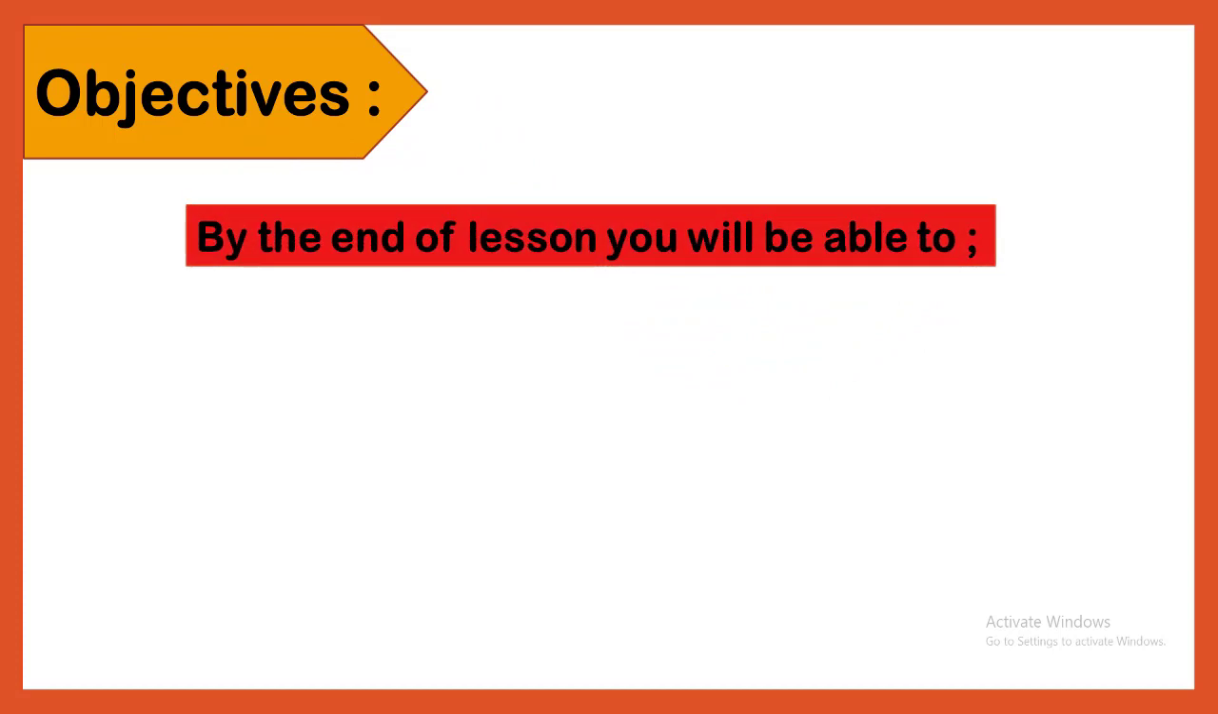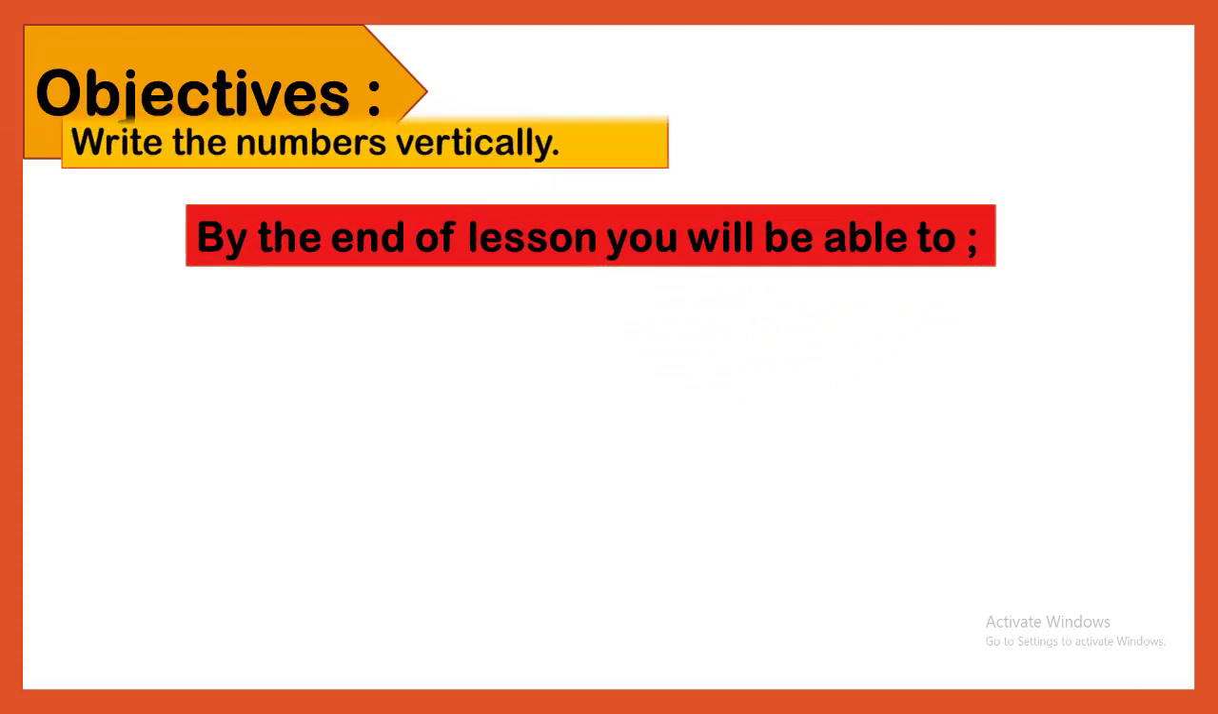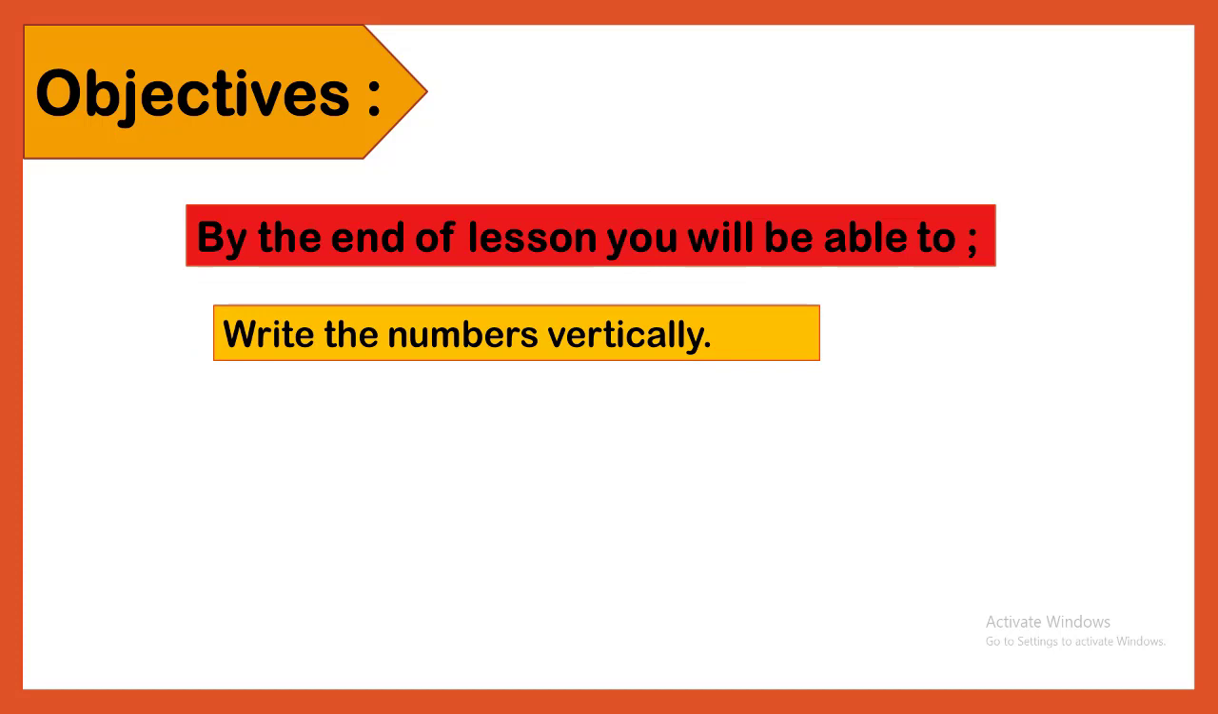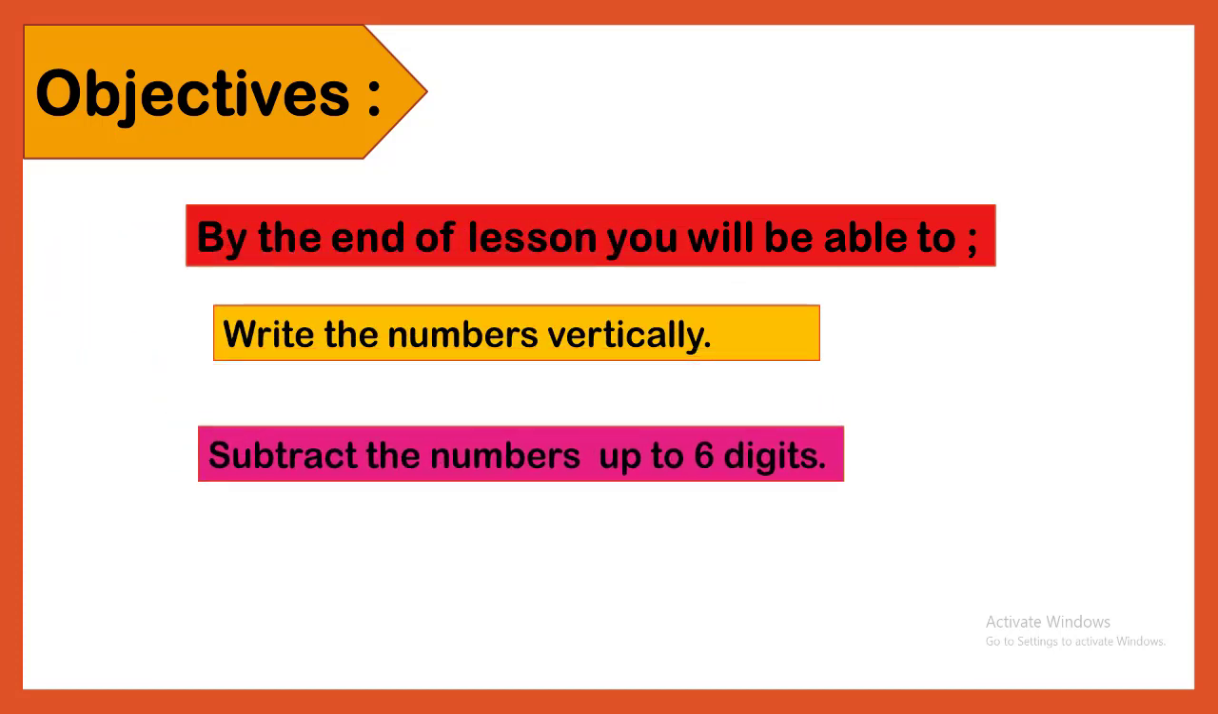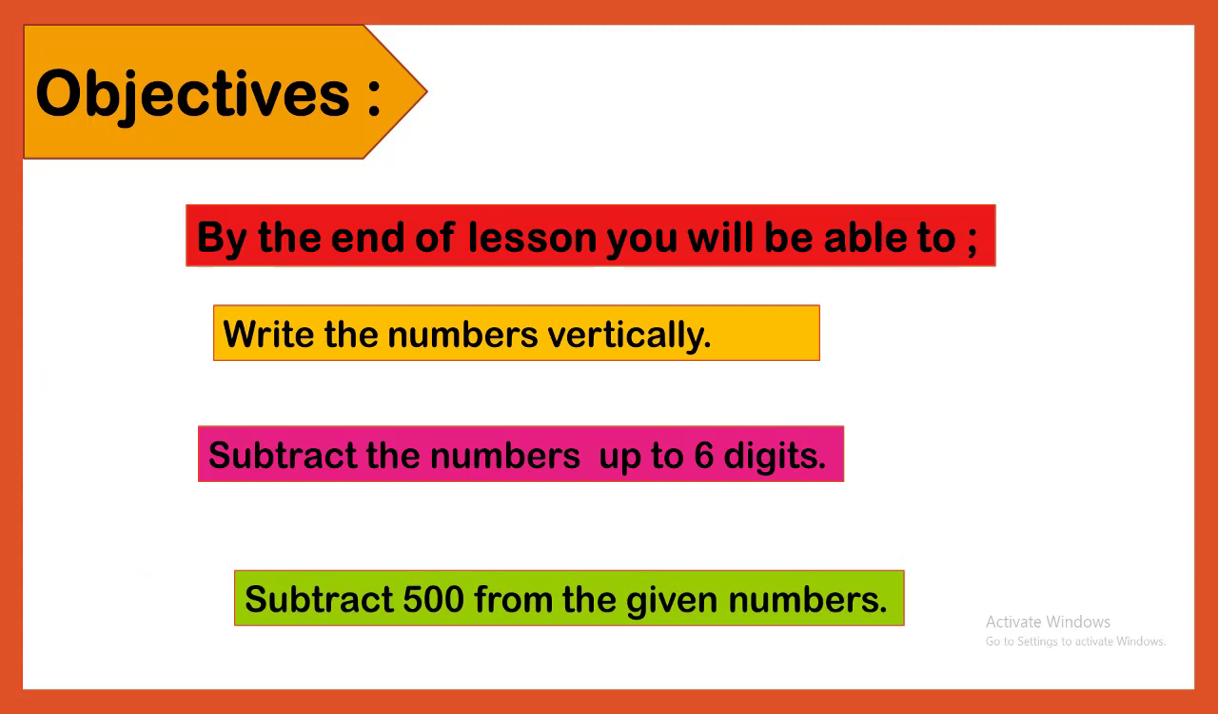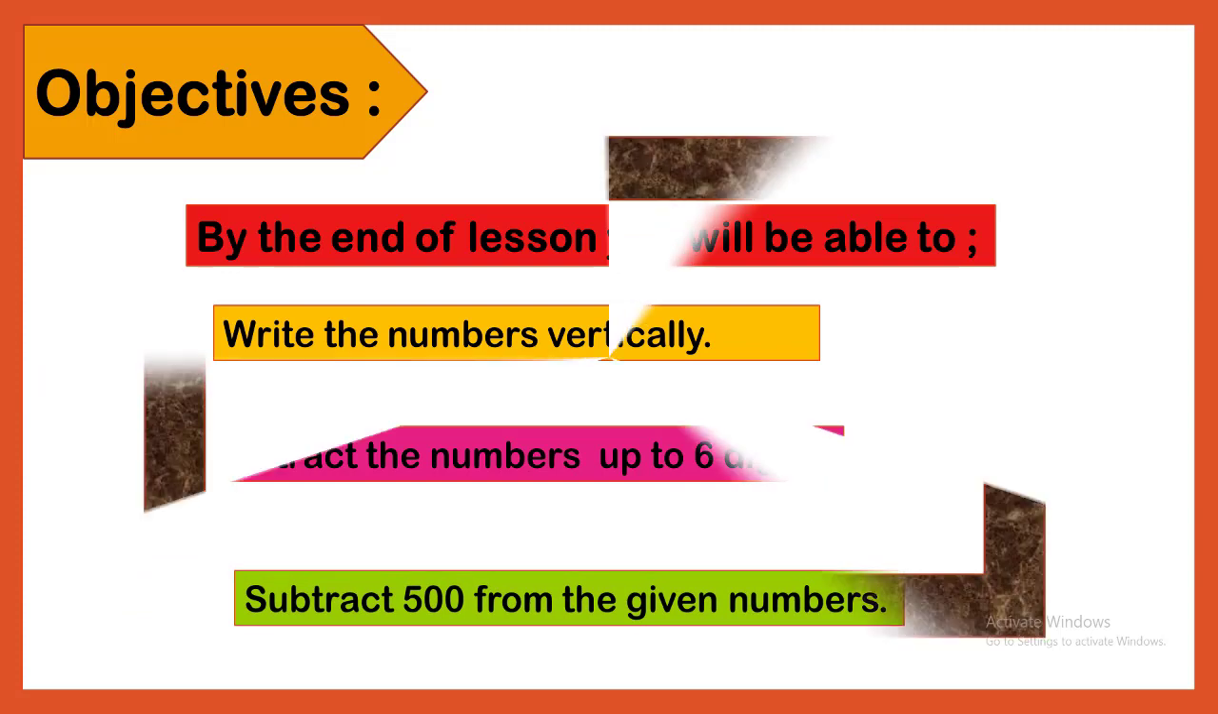Our today's objectives are: by the end of the lesson, my students will be able to write the numbers vertically, subtract the numbers up to 6 digits, and the last one, subtract 500 from the given numbers.